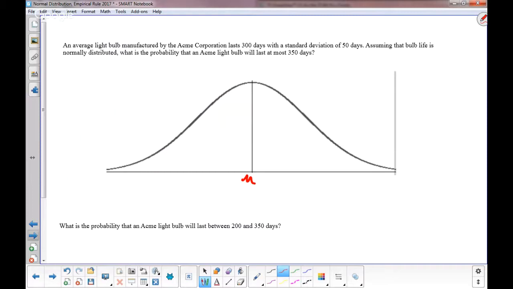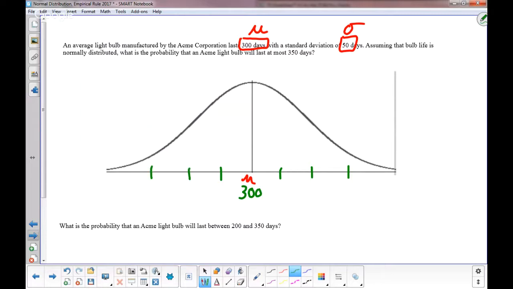So we're going to start out. The average light bulb manufactured by the corporation lasts 300 days. Well, guys, right there, that number 300, there's my mu. And then it tells me the standard deviation is 50. So there is my sigma. So we can now take those numbers and we can put them on our graph. So 300, and then, of course, 1, 2, 3, 1, 2, 3.